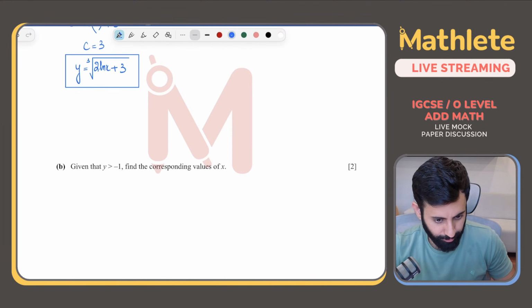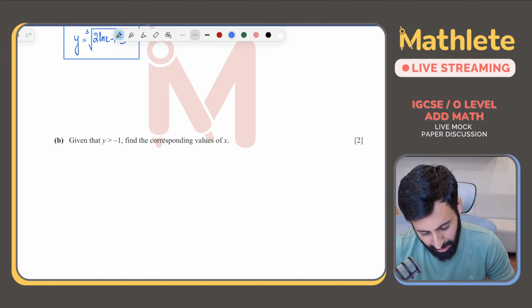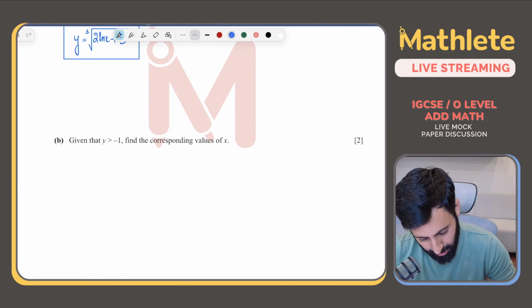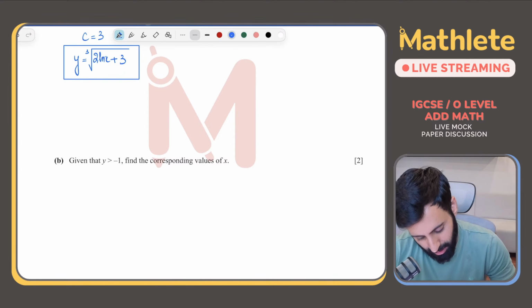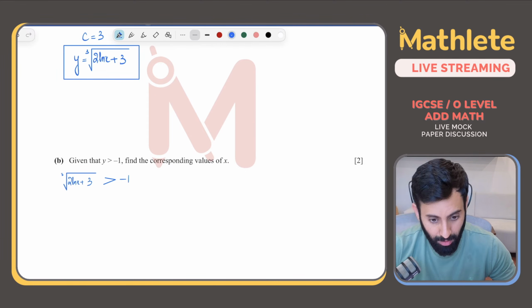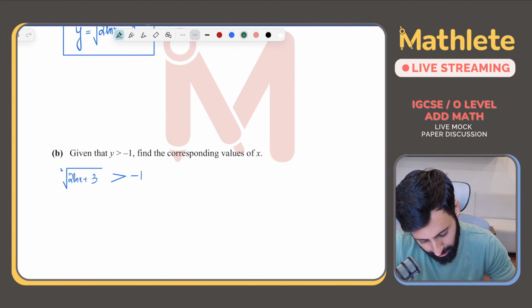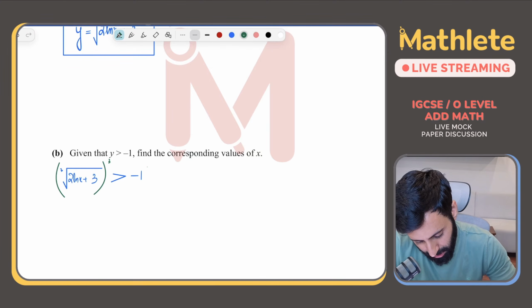Okay, now part B. Part B says, given that y is greater than -1, find the corresponding values of x. All right. So if y is greater than -1, that means cube root of 2 ln x plus 3, this is what y was, is now greater than -1. Now how do we get rid of the cube root? We get rid of the cube root by taking the cube on both sides.